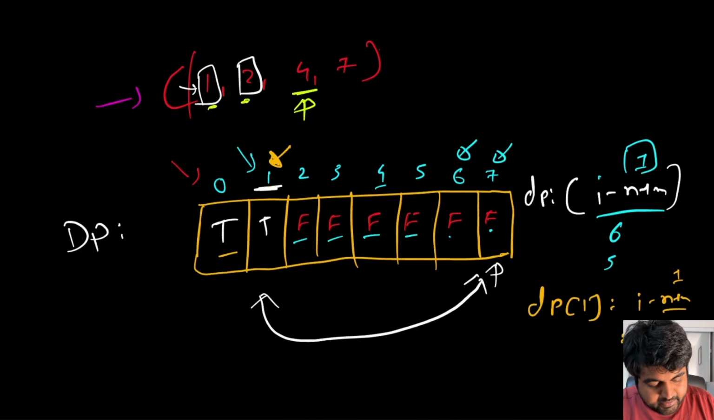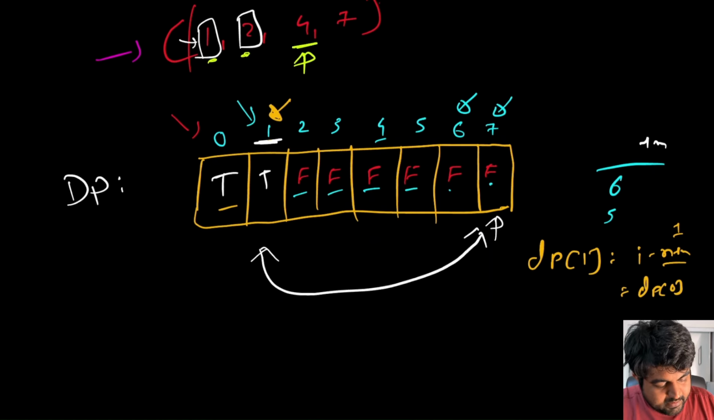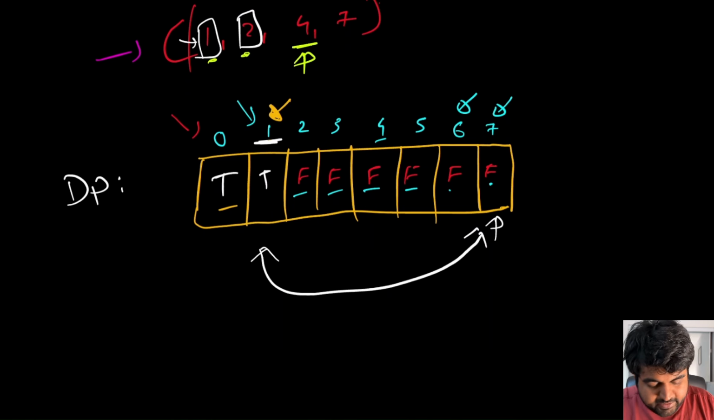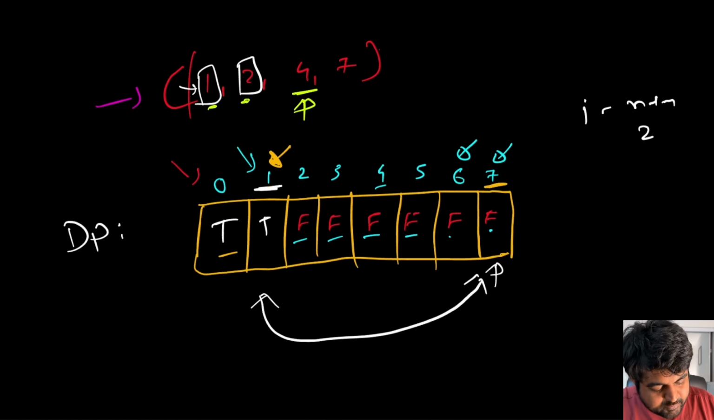Once again we are going to repeat the same formula, checking DP of I minus the current number that we are dealing with, and the current number is 2. So for value number 7 I will have to check DP of 5. This is false, so I'm going to leave it as it is. For 6 I'm going to check 4, this is also false. For 5 I'm going to check 3, this is also false. For 4 I'm going to check 2, this is also false.